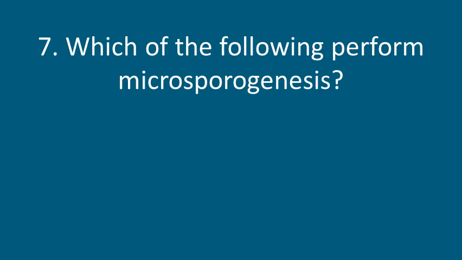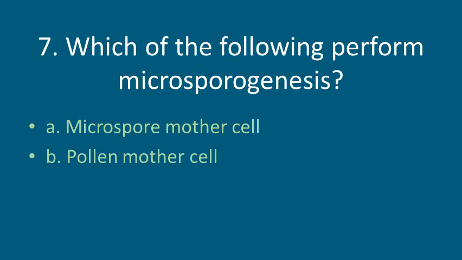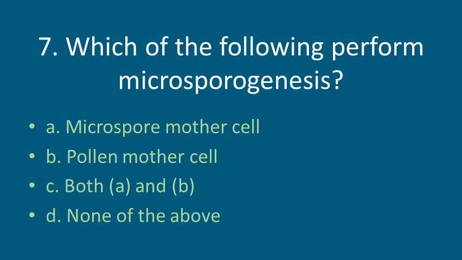Now question number 7. Which of the following perform microsporogenesis? Option A, microspore mother cell. Option B, pollen mother cell. Option C, both A and B. And option D, none of the above. Here the answer will be option C, both A and B, because the microspore mother cell and the pollen mother cell are the same term and form male gametes, that is pollens, by the process called microsporogenesis.